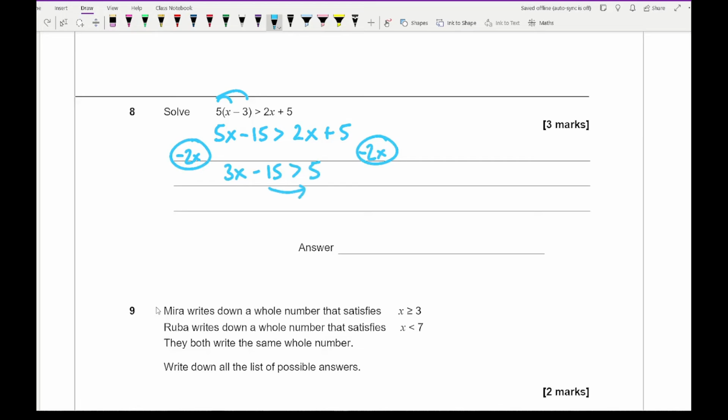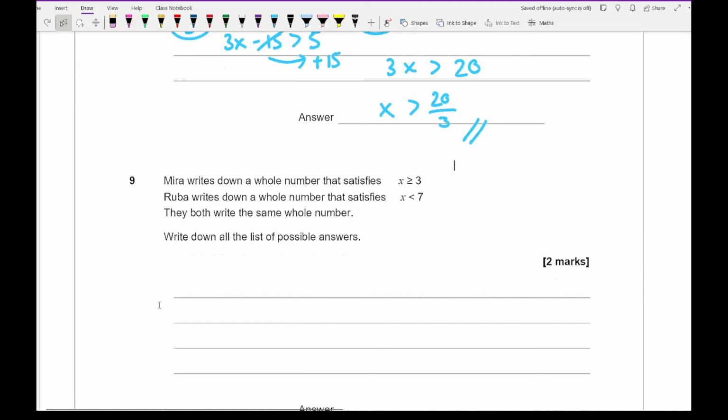And then we take the 15 over to the other side. So that then becomes 3x is greater than 20. So x is greater than 20 over 3. And because it's not a nice number, I'm simply going to leave that as a fraction.